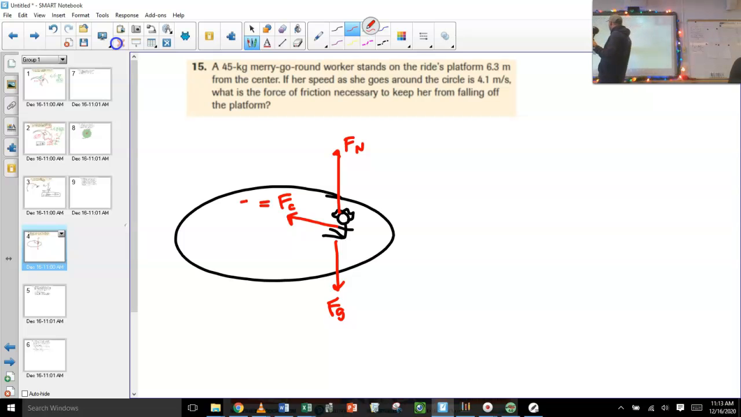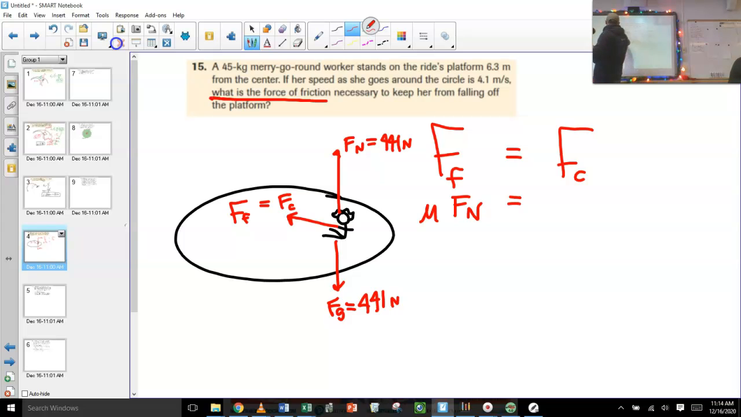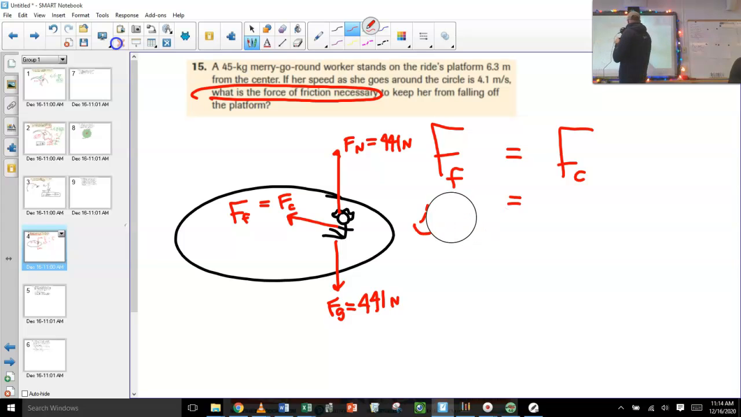So friction is going to do this, and here's where I'm going to start. Friction is equal to the centripetal force. She's 45 kilograms, so if you take 45 times 9.8, you get 441 newtons. That's the normal force. The force of friction is the coefficient of friction times the normal force. What do they want? What is the force of friction? They actually want to know this whole quantity, so I'm not even going to break that down. I'm just going to leave it as the force of friction.